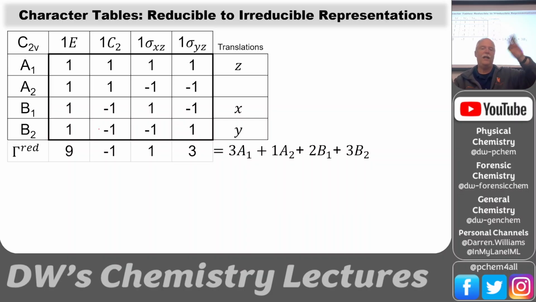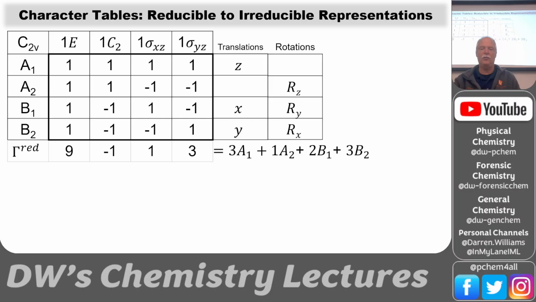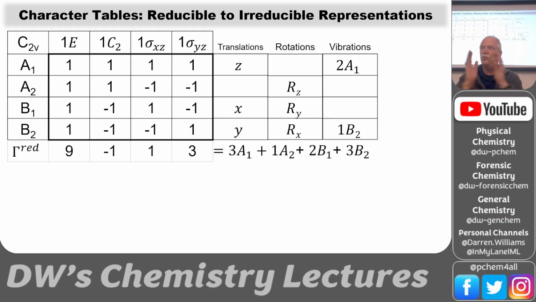So we could subtract out one of the A1s, because that's translation. We could subtract out one of the B1s, because that's translation in X, and B2 is translation in Y. Okay? It could also rotate. So if I'm rotating around the Z axis, that has A2 symmetry, and that's my one A2 that I have. So that A2 is a rotation, not a vibration, not a translation. And then whatever's left, think about those phrases, whatever's left is a vibration.